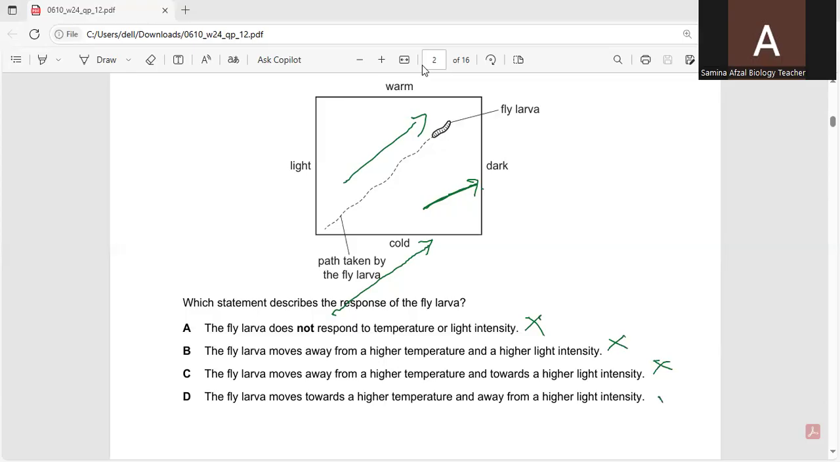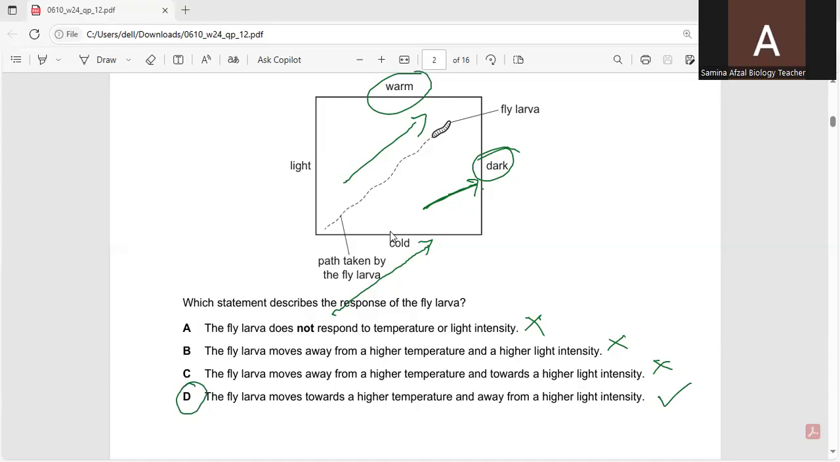So this is the correct option. That is, it is moving towards a high temperature, towards the warmth, and away from a higher light intensity. It means from higher light intensity towards lower light intensity, towards the region which is darker and warm. So D is the correct option.